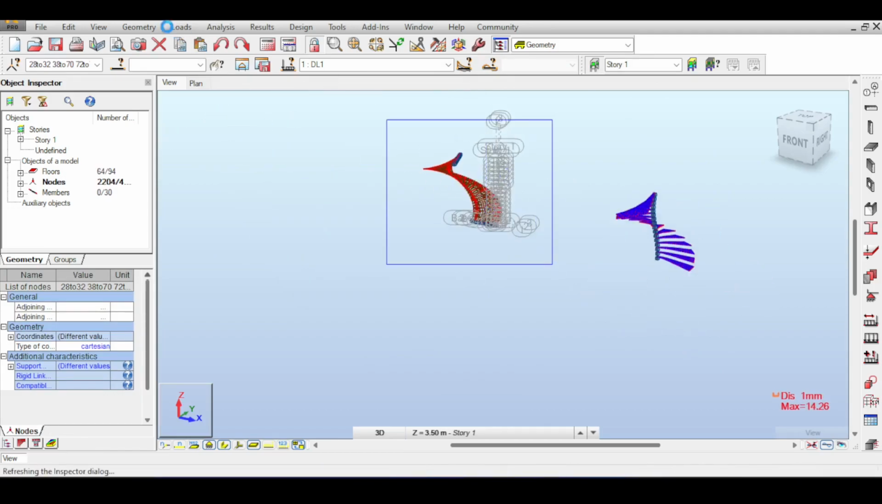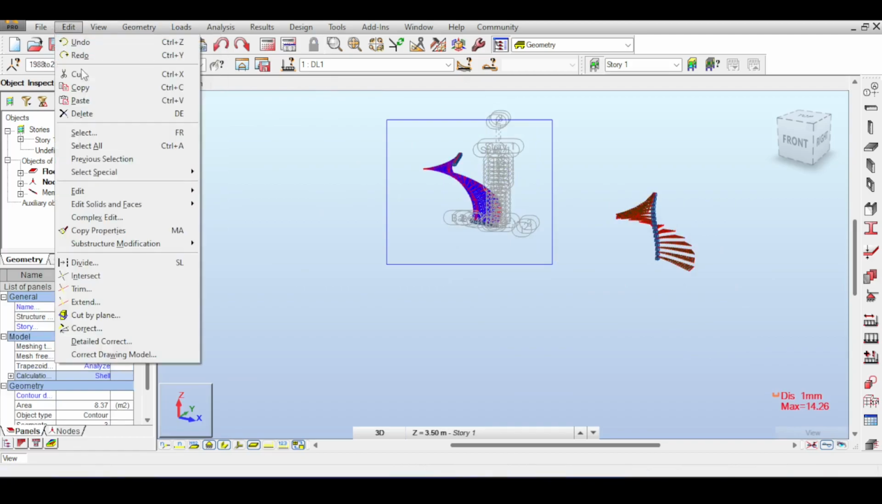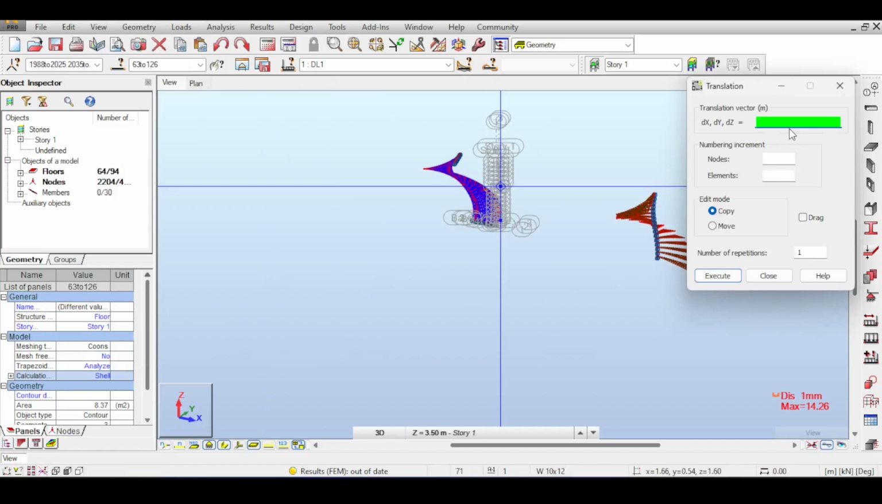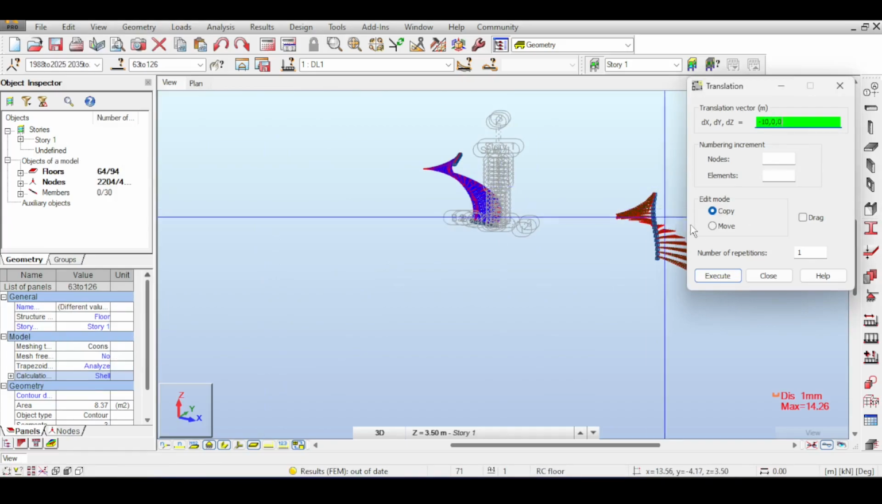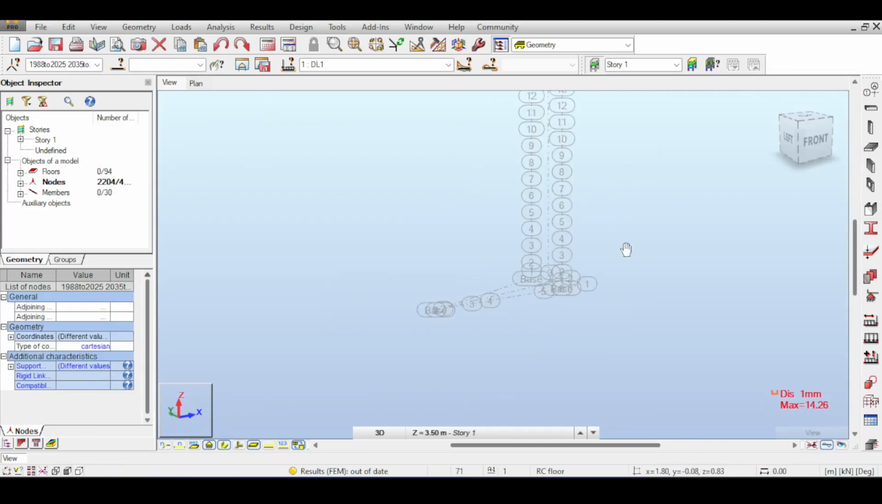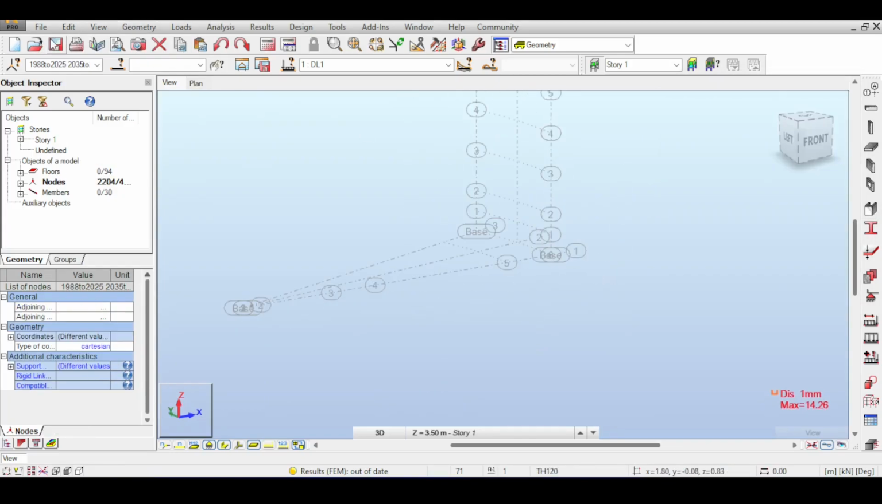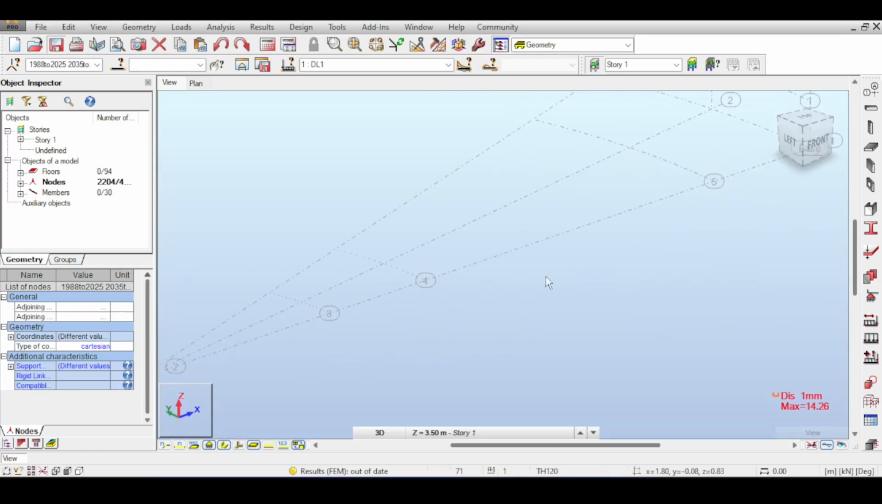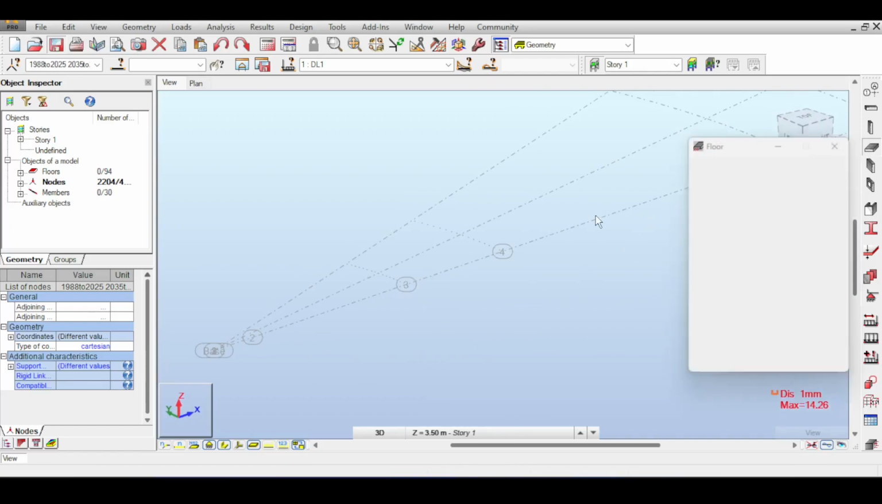And I will take this and move it. Edit, edit, move or copy. And move it, I don't know, -10 in X, 0 in Y, 0 in Z. I'll move that. Let me try the curved shape again. Maybe Robot is able to mesh it, maybe. This would be a real surprise. I have never seen software do this before, so I am not expecting much.